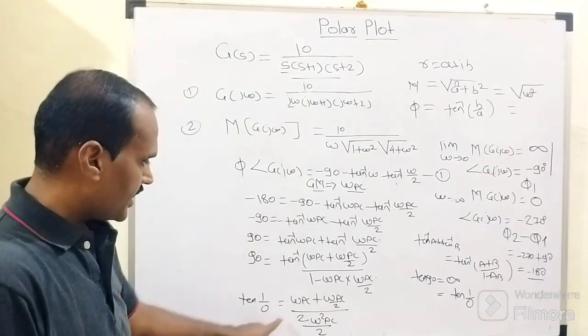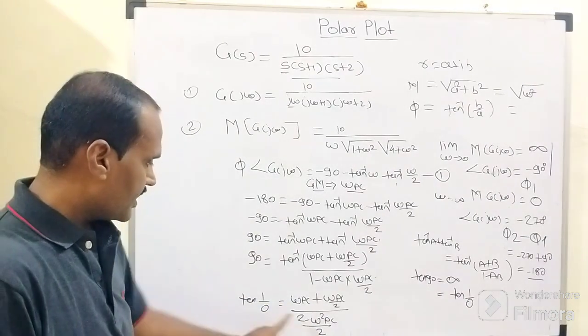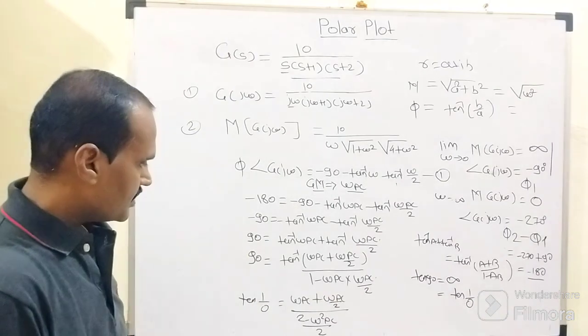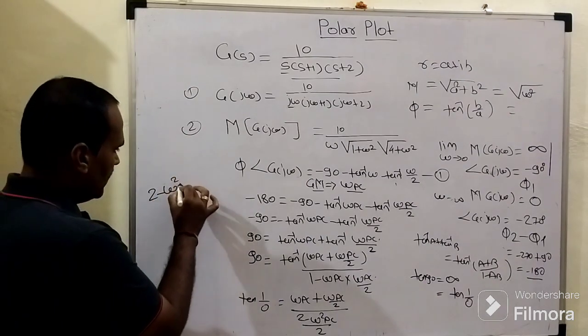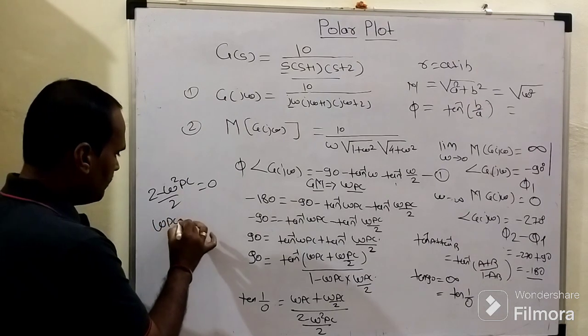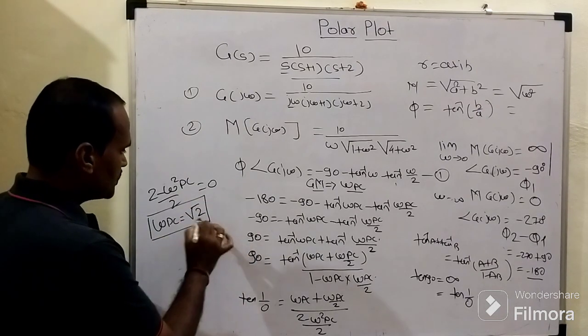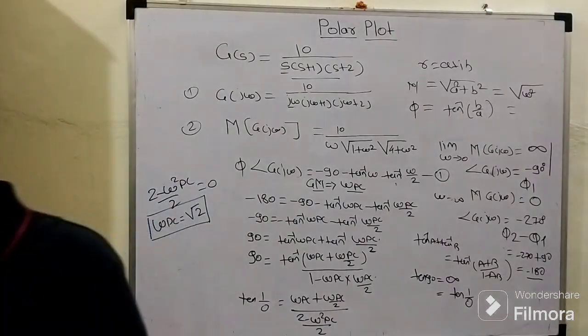So by doing this cross multiplication, this whole term will get multiplied with this 0, and this denominator will multiply with this one. As a result of this, here I will write 2 minus omega square pc by 2 equals to 0. So omega pc equals to root 2. The phase crossover frequency equals to how much here? Root 2.